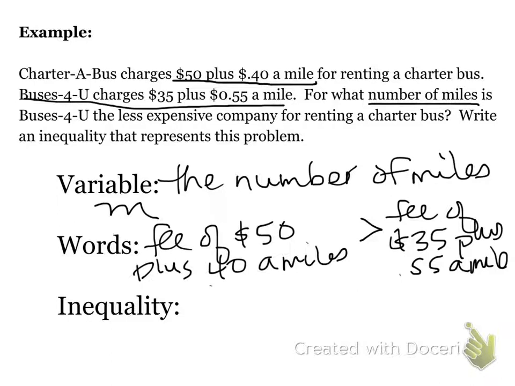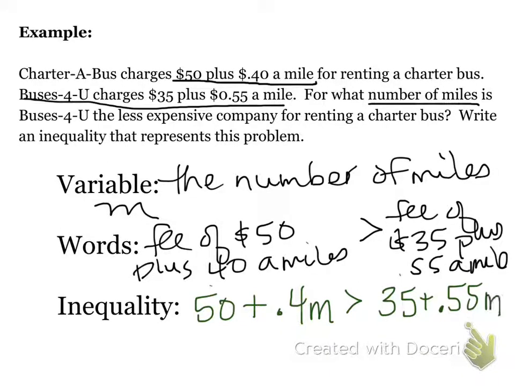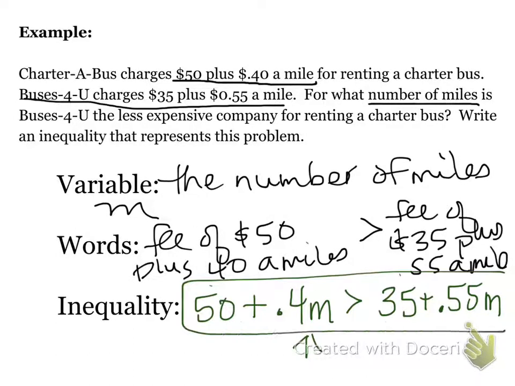So writing that in an inequality would look something like this. I could say the inequality was $50 plus 40 cents a mile. I'm going to say 0.4 m is greater than $35 plus 0.55 cents a mile. And you see here I just dropped the 0 to have a little bit less. So that is the inequality that represents this real world situation. We're looking at deciding what your two expressions are and using an inequality symbol to match up the situation.